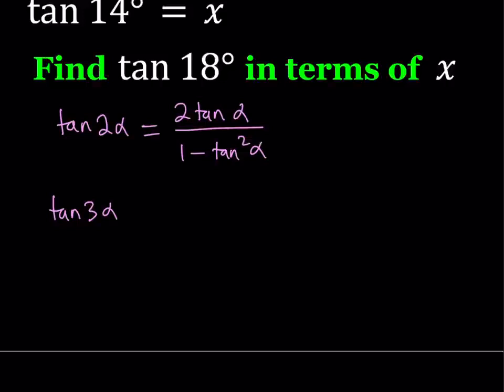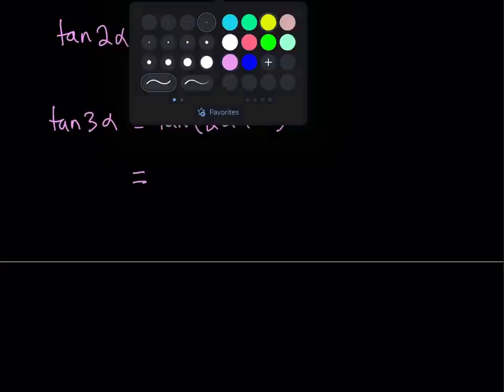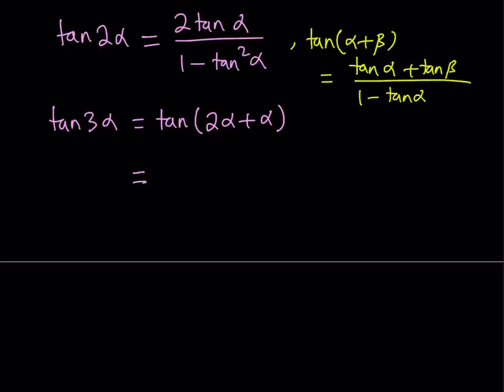Now, how do you express tangent 3 alpha? First of all, think about if you can use 2 alpha. Well, 2 alpha can be used because 2 alpha plus alpha is equal to 3 alpha. So why don't we just use the sum formula for tangent? So I can express 3 alpha as 2 alpha plus alpha, and now use the formula. Now, what is the sum formula? Let's go ahead and write that down here as well. The formula for tangent alpha plus beta can basically be written as tangent alpha plus tangent beta divided by 1 minus tangent alpha tangent beta.